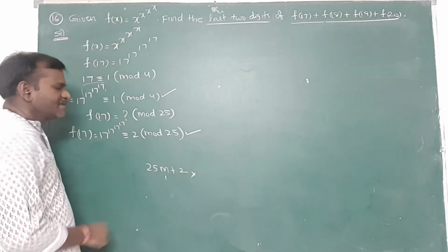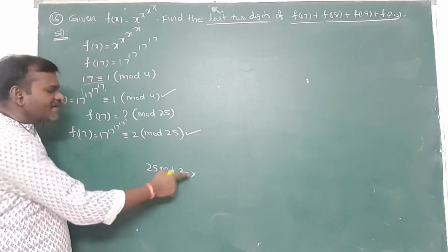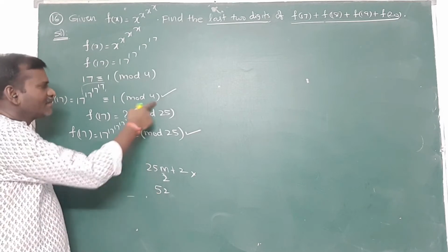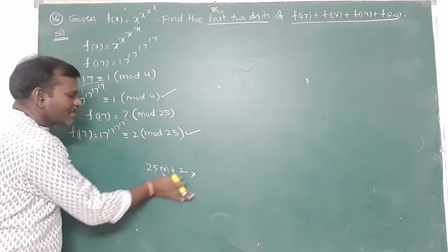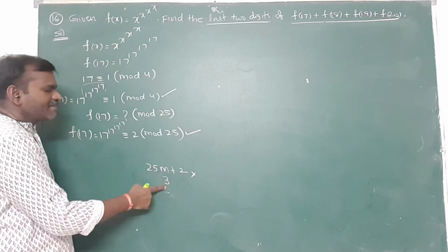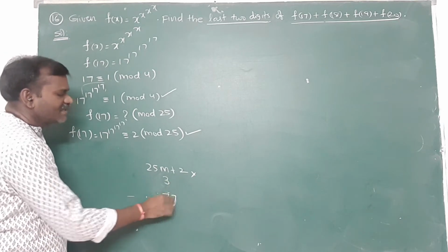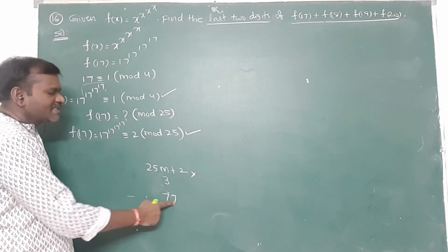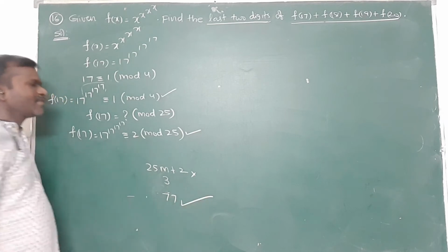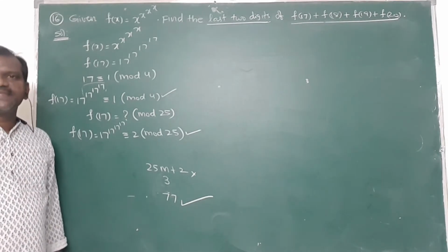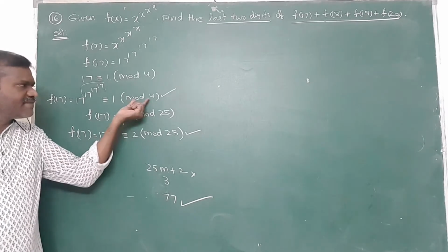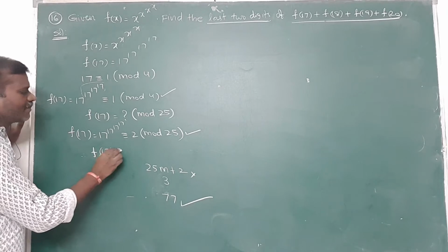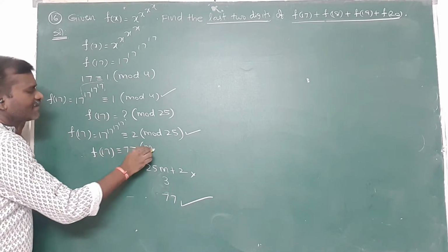No, not possible. If m is equal to 2, that means 52. 52 when divided by 4, remainder is 0, but remainder 1 I want here. So this is also not possible. If m is equal to 3, that means 75 plus 2, 77. 77 when divided by 4, the remainder is 1, 4 19s are 76, 1 only the remainder. So this satisfies both the conditions. This number is below 100 and also satisfying these two conditions. Therefore, f of 17 will leave a remainder of 77 when divided by 100.